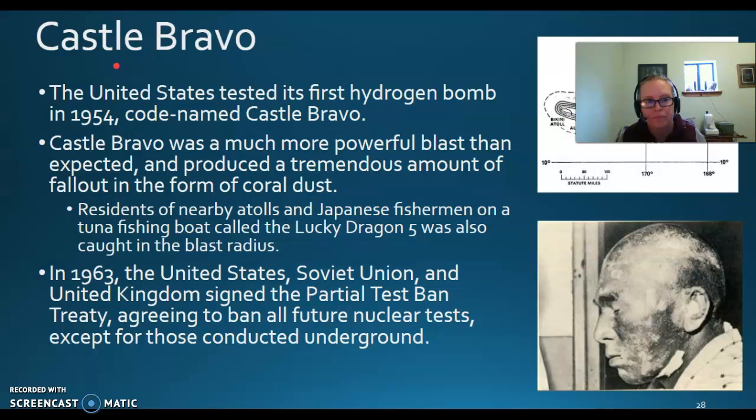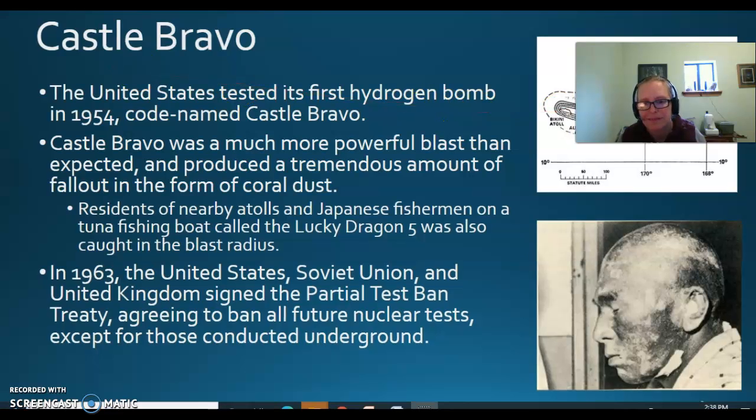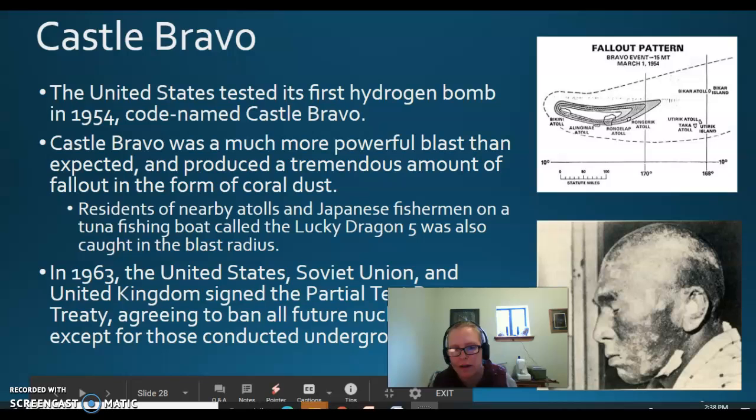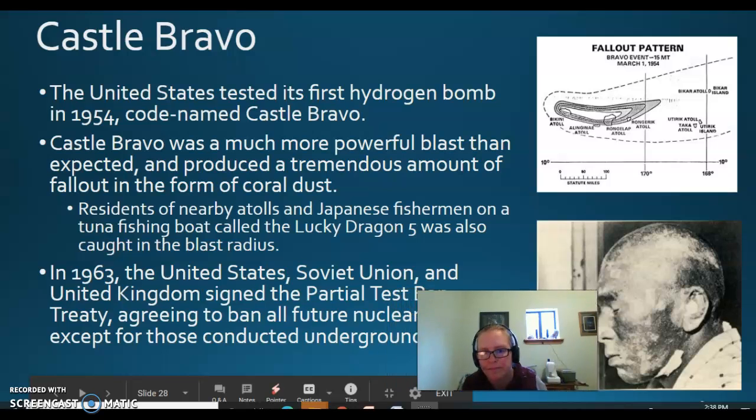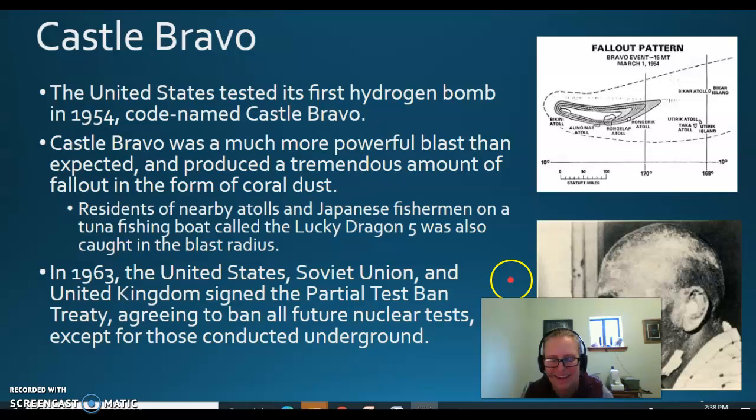Castle Bravo. Oh my gosh, my picture is just getting in the way. Sorry about that. So the United States tested its first hydrogen bomb in 1954, codenamed Castle Bravo, and it was more powerful than expected and produced a tremendous amount of fallout. So residents in nearby atolls and Japanese fishermen, called the Lucky Dragon 5, were also caught here. So this is the fallout pattern right here too.